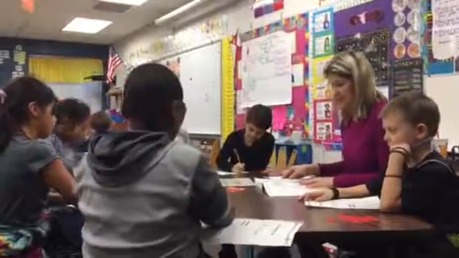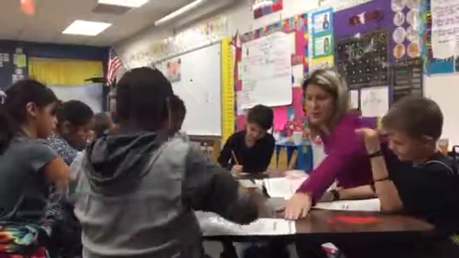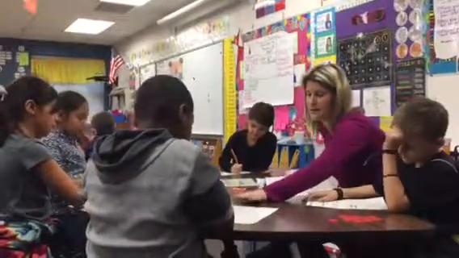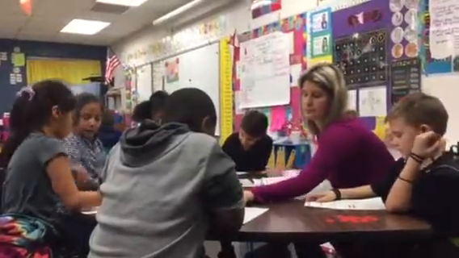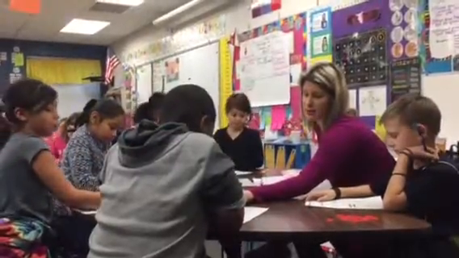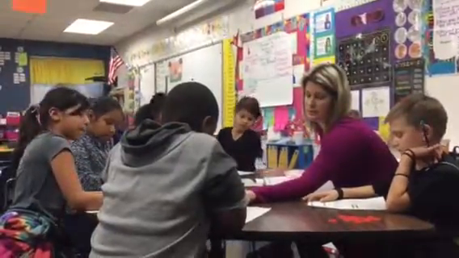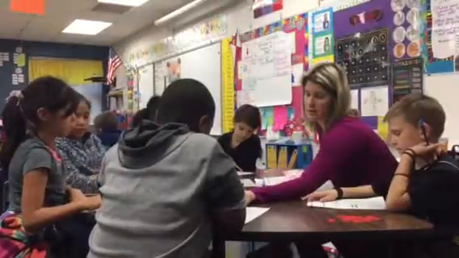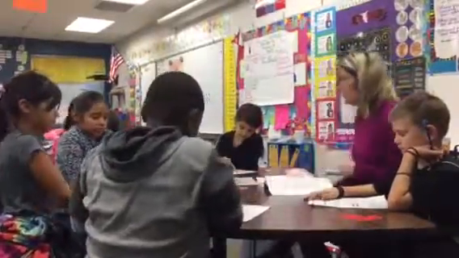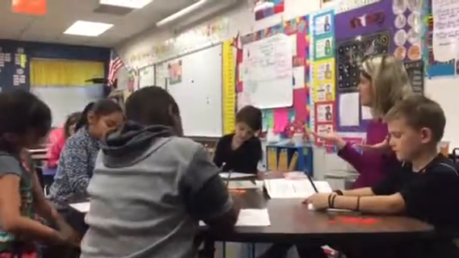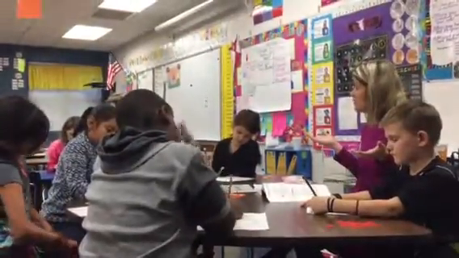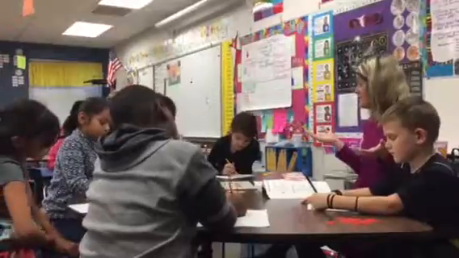Now, what does number 1 say, Chase? Can you read it for us? This says circle. So what do we need to do first? We need to circle. Circle 2 groups of apples. So we need to circle.